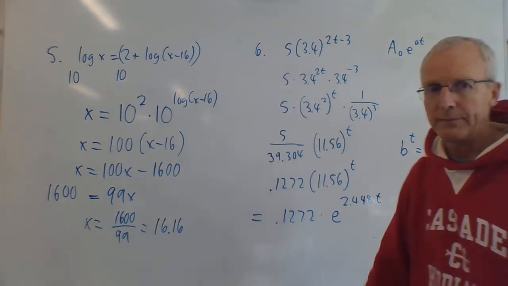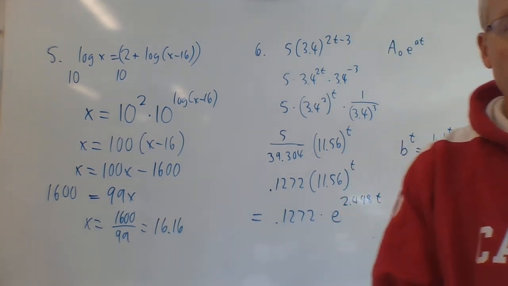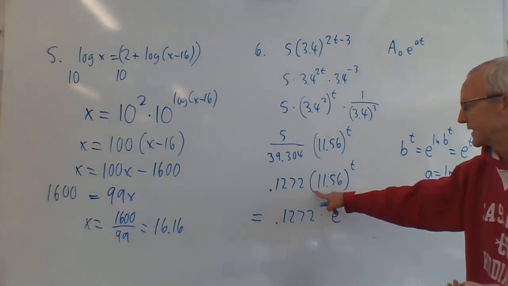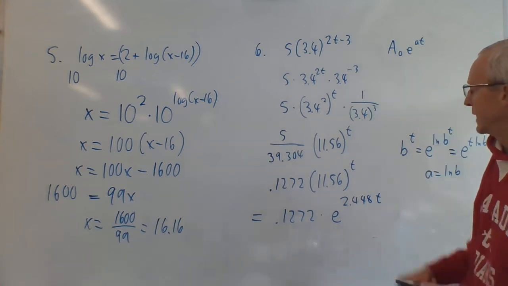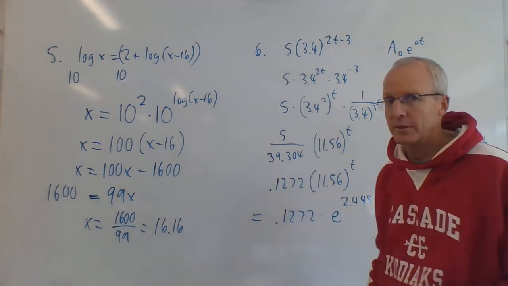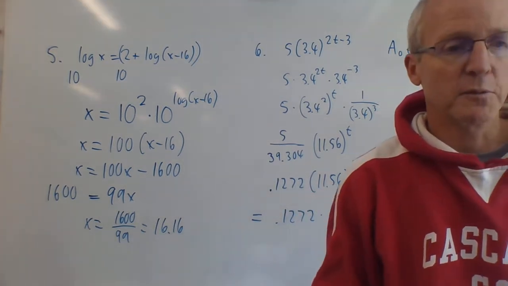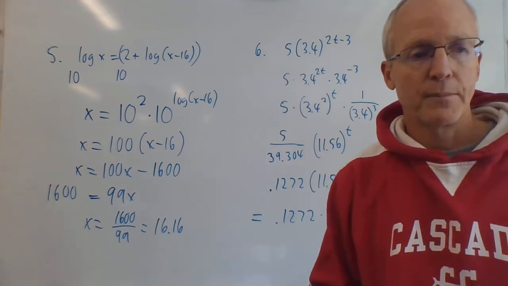So, okay, anyway, that's how you change that. It's really easy if you have the b to the t: just take the natural log of the base, and that's the a part. You just write that as a and write it that way. And the a0 stays the same. The number in front stays the same. That's what there is at t equals 0, no matter how you write it.